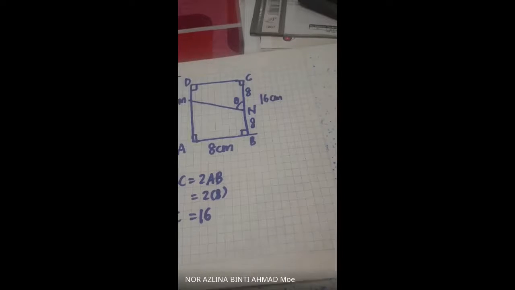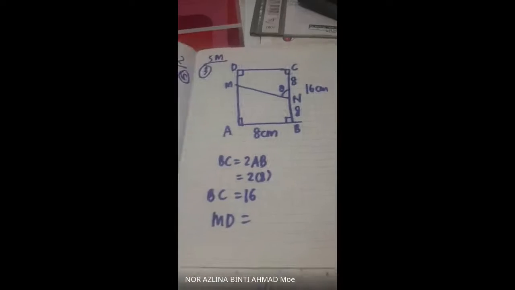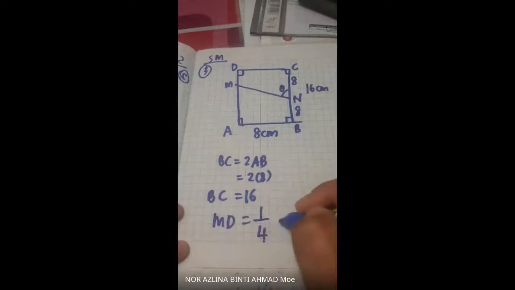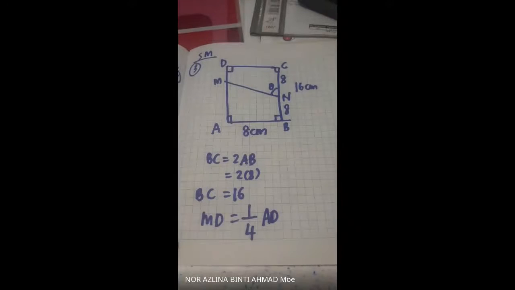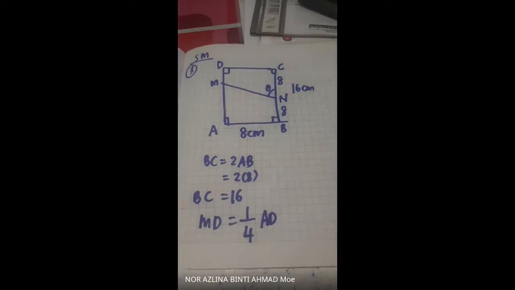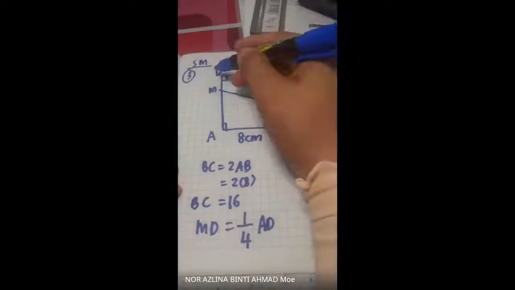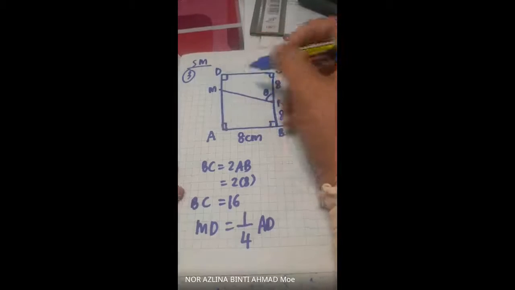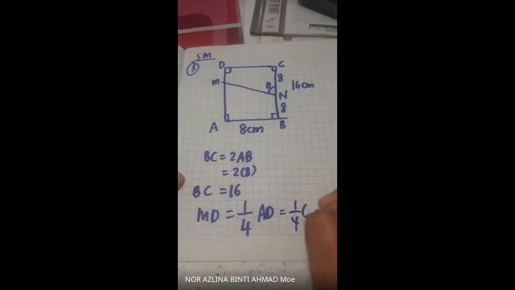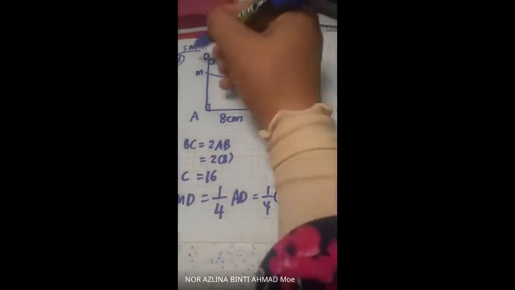If MD equal to 1 over 4 AD, calculate the length of MN. State your answer in surd form. MD equal to 1 over 4 AD. AD is 16. So 1 over 4 multiply 16. This is equal to 4 cm. So MD is 4 cm.